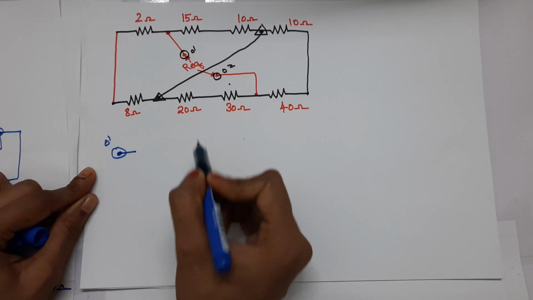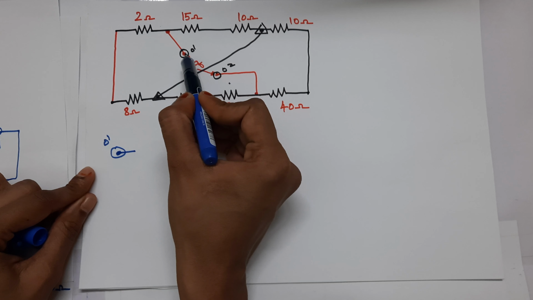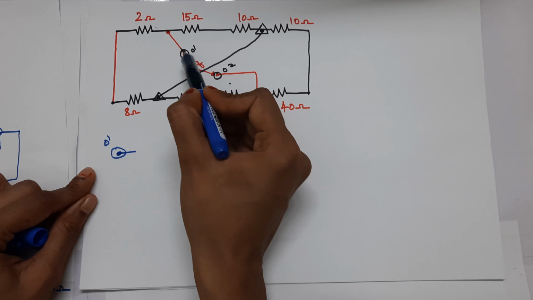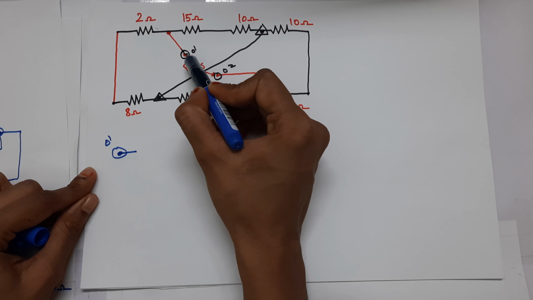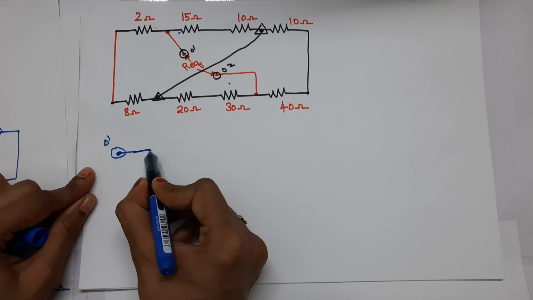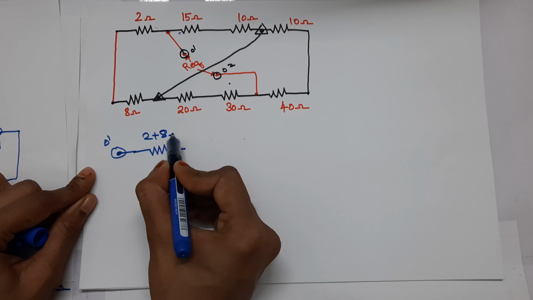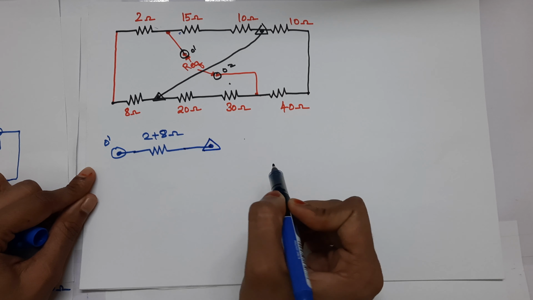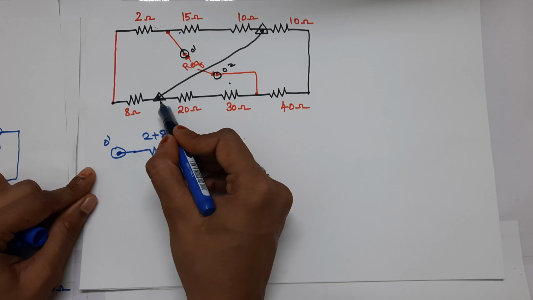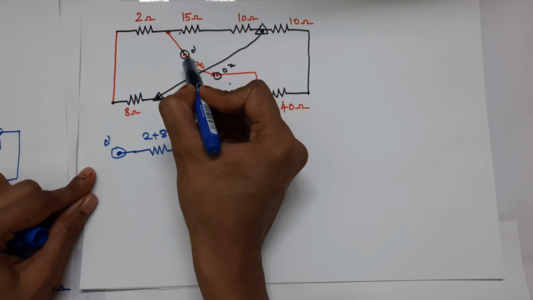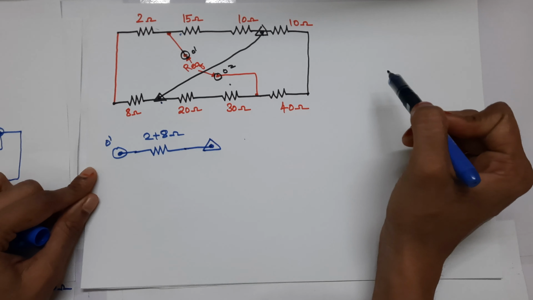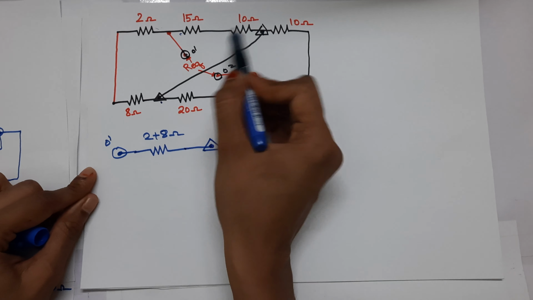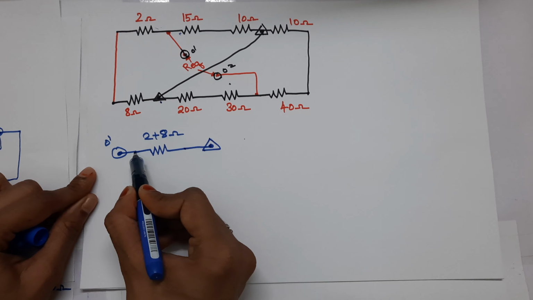This is my circle 1 terminal and from circle 1 terminal I have two paths of resistors. One path is 2 to 8, which is 2 plus 8 ohm. Since it is series, I am just adding it like this. This is my triangle terminal. This triangle is same as this triangle, but this circle 1 is not same as this circle 2. That is the point here. From circle 1 to triangle, we have another path, 15 plus 10.